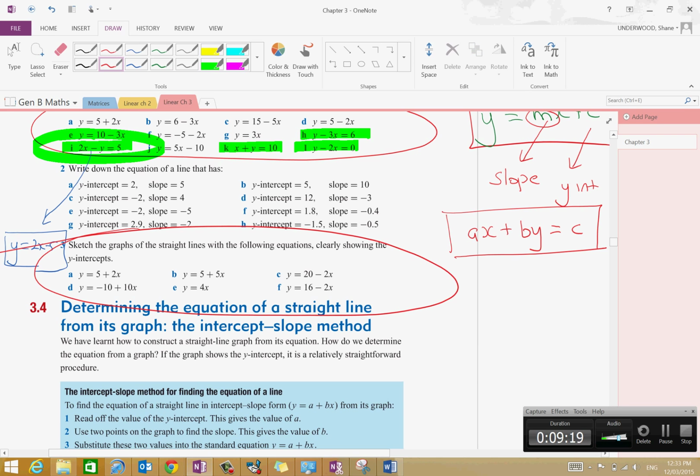Okay, now, let's have a look at this one. It says sketch the graphs. Now, we can, of course, sketch them in a calculator. Let's do that. I'm going to do y equals 20 minus 2x.